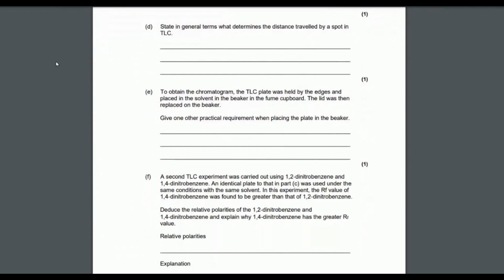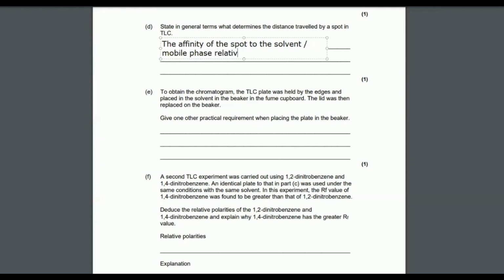State in general terms what determines the distance traveled by a spot in the TLC. So, what factors determine how far a spot travels? Remember, there was a hexane solvent. Well, it's going to be how well our substance or our spot dissolves in the solvent. Another way of saying that is what's its relative affinity for the mobile phase or the solvent compared to its retention in the solid phase.